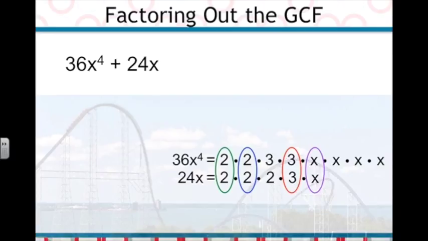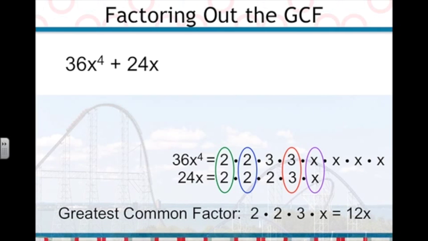If we multiply all these together, we get the GCF to be 12x. Now all we have to do is factor it out. First, we take the GCF and write it in front of a set of parentheses. Since our original polynomial had two terms, there have to be two terms inside those parentheses.